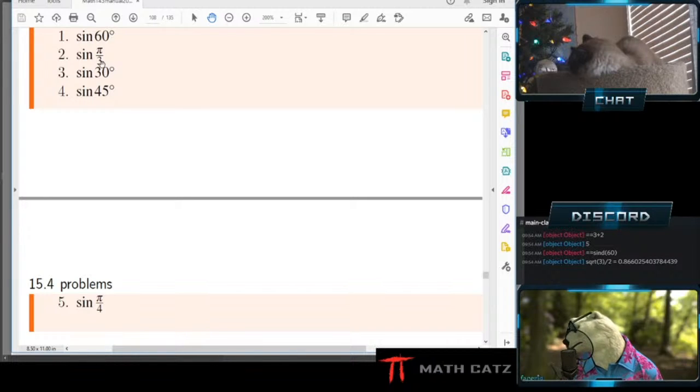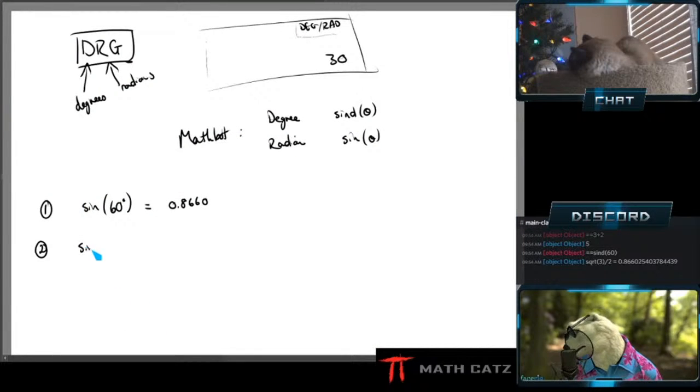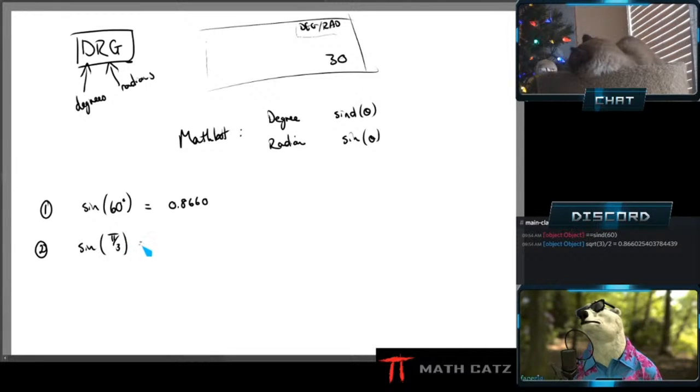The next one, number 2, is sine of pi over 3. See, there isn't a little degree circle. That means it is in radians. Pi over 3, which I know is 60 degrees as well, right? It's a different unit measurement for angle.